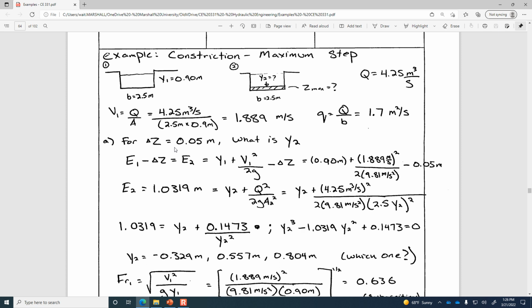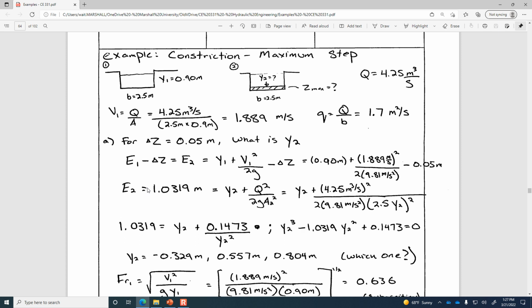And the specific energy at 1 is the depth and the velocity head. And then if we subtract out the delta Z, that'll give us the specific energy at 2. So you can see here, I've said let's add together the flow depth of 0.9 meters, which is the upstream flow depth at location 1, the velocity head at 1, and then subtract out 0.05 meters. And so what that leaves us with is the specific energy at 2 is 1.0319 meters.